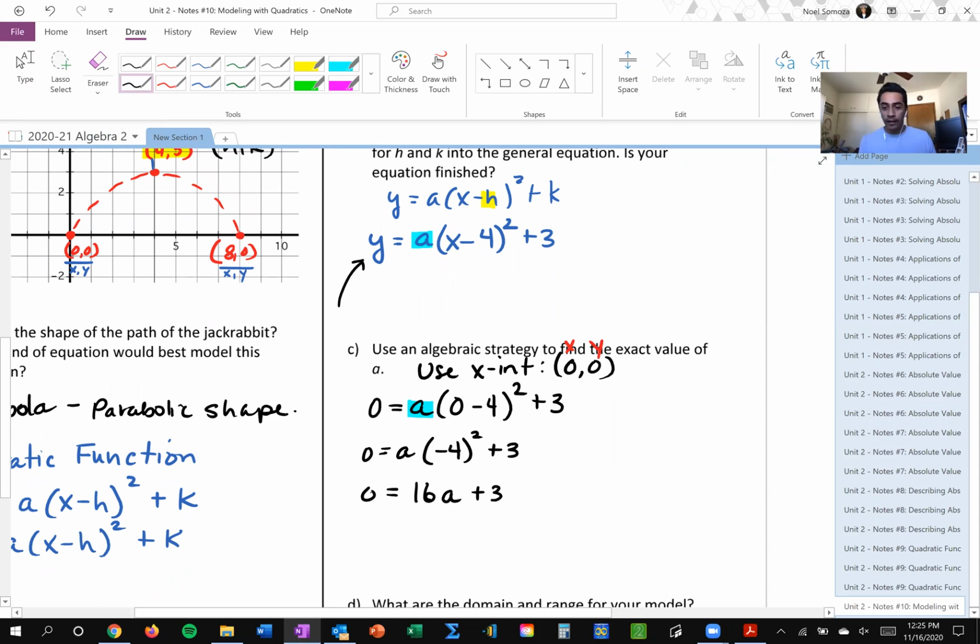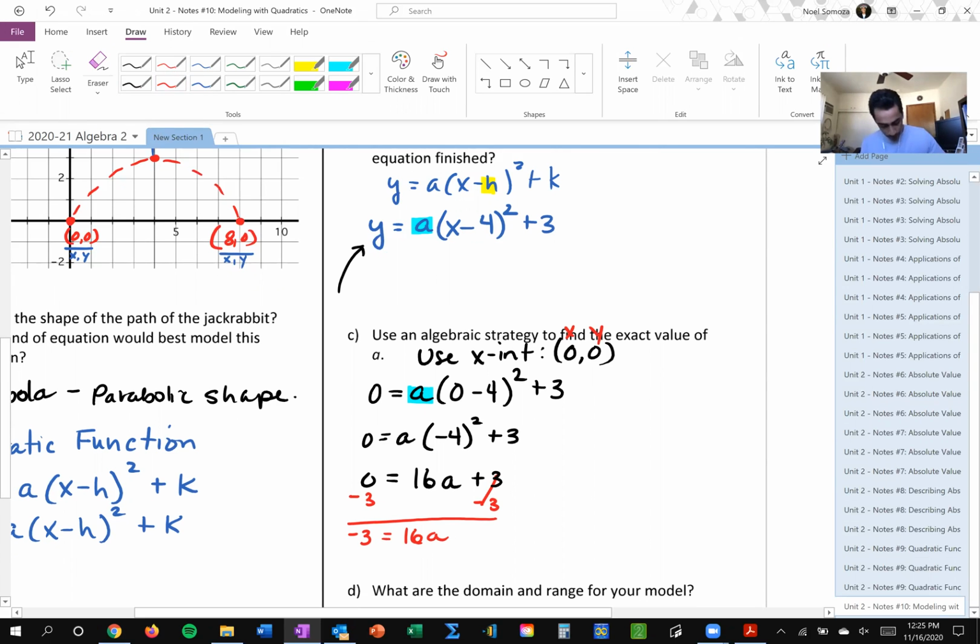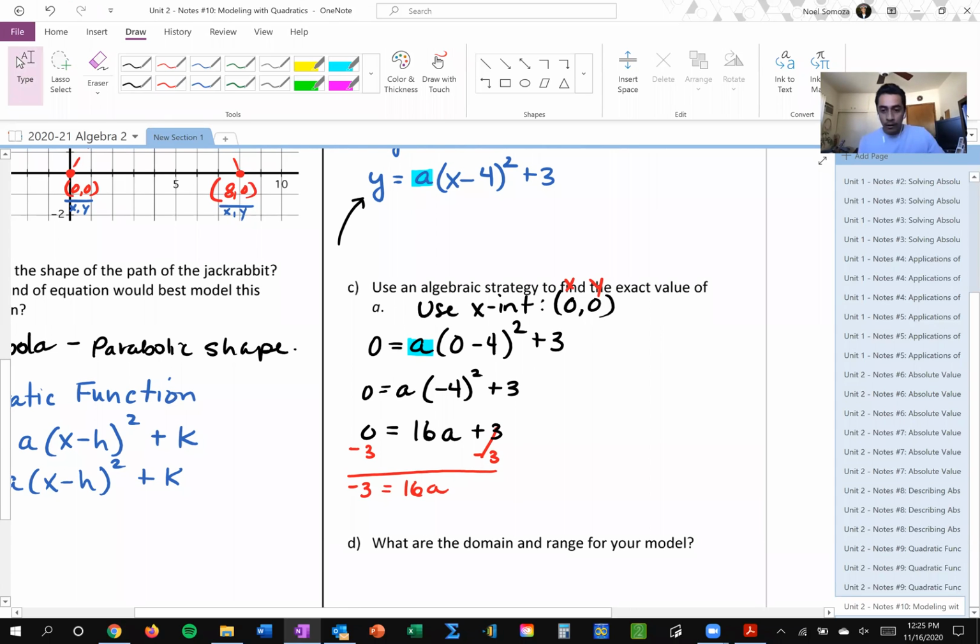Now I just solve for a. It's like a regular linear equation. All right, we can subtract 3 from both sides. And we'll get negative 3 is equal to 16a. All right, so if I want to solve for a, I divide both sides by 16. And a is equal to negative 3 over 16.